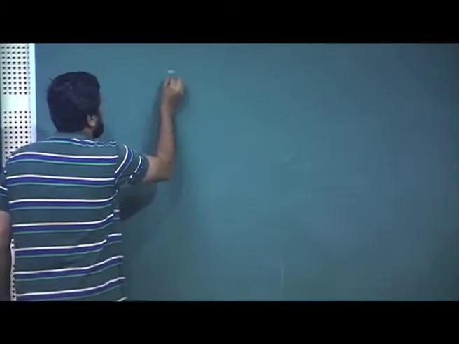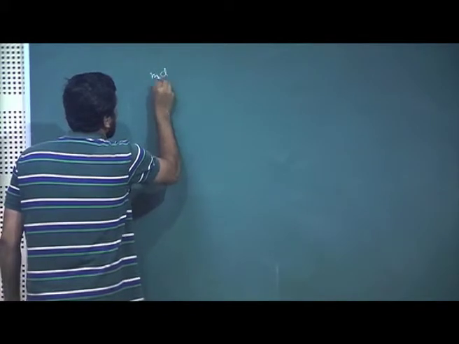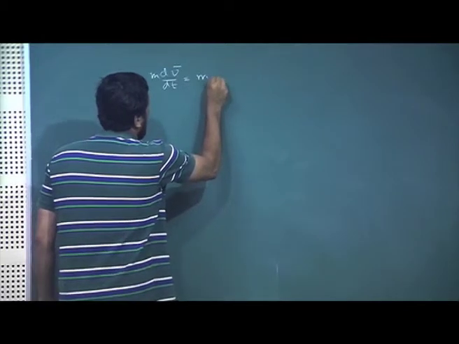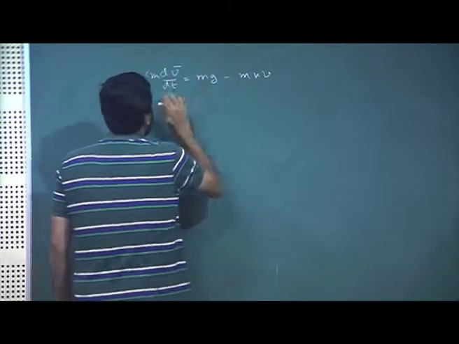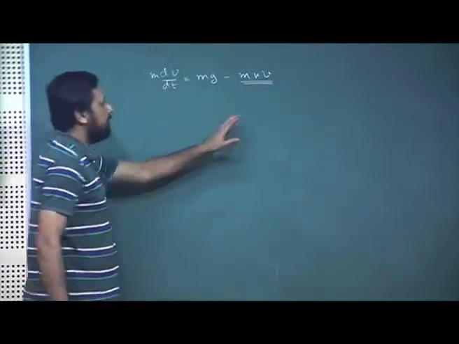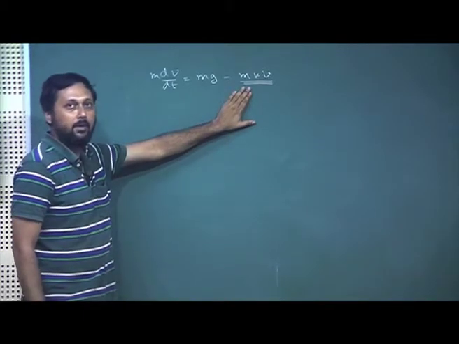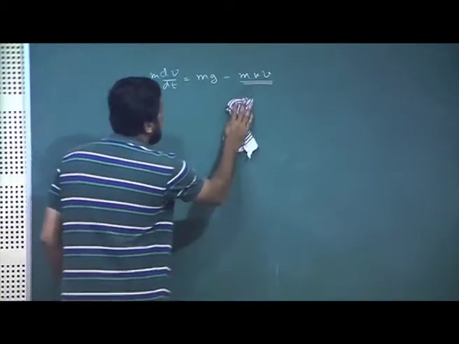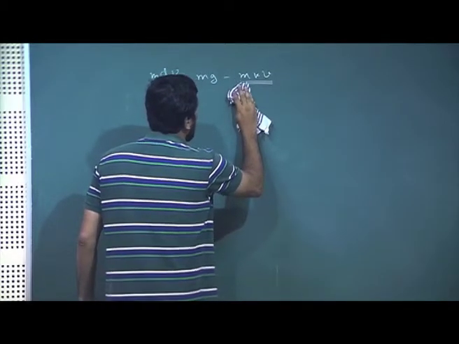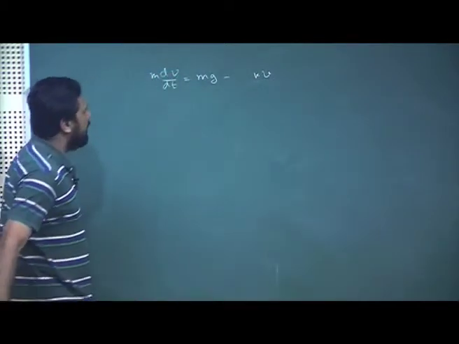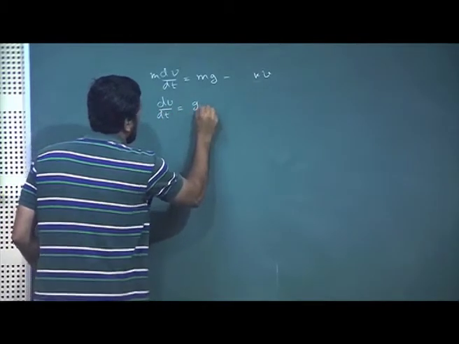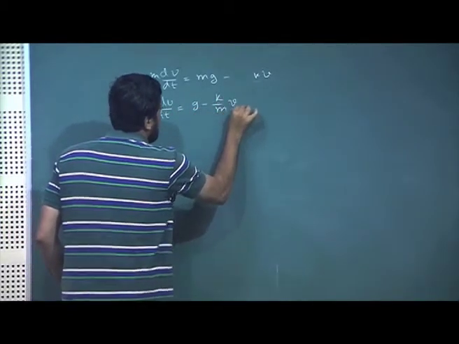So, if you recall, we wrote this equation as m dv/dt = mg - mkv, no vector here. Now, here the drag force has been taken as force per unit mass. If we do not take this drag force as force per unit mass, what do we get? We simply have m here. So, the equation becomes dv/dt = g - (k/m)v.